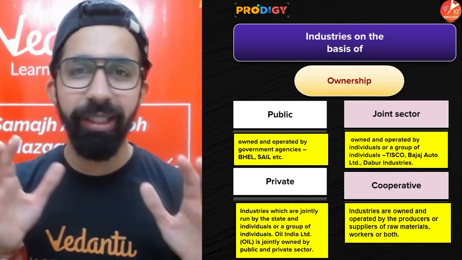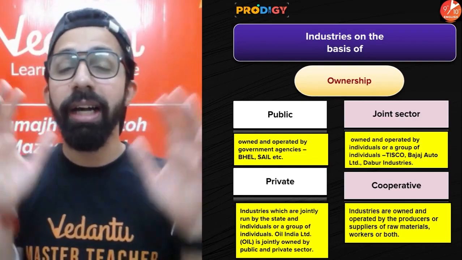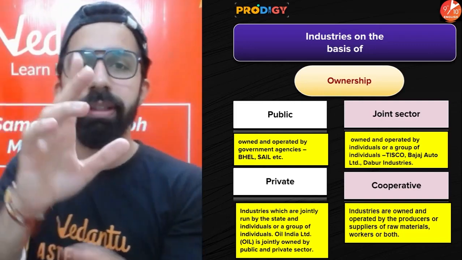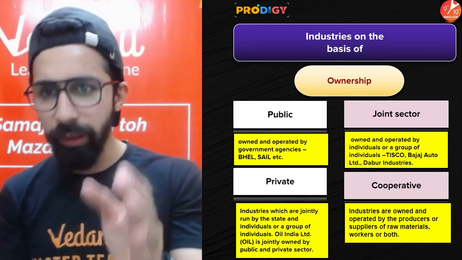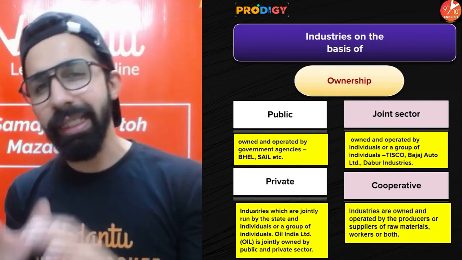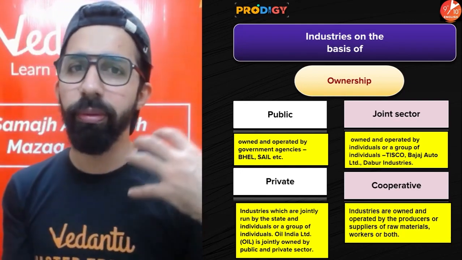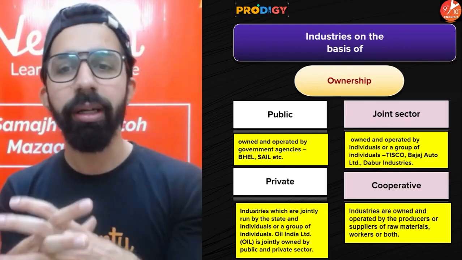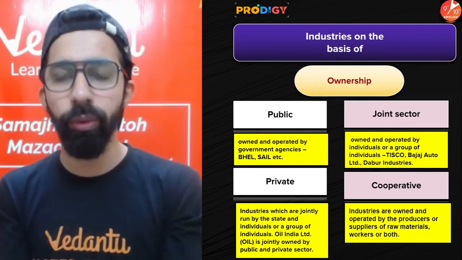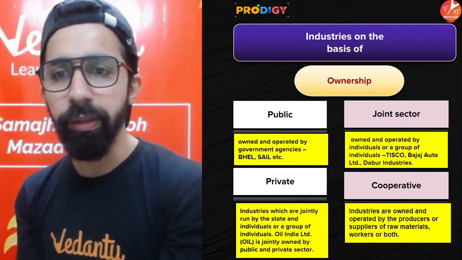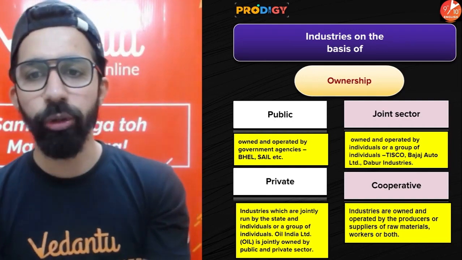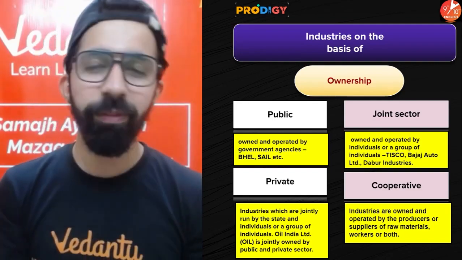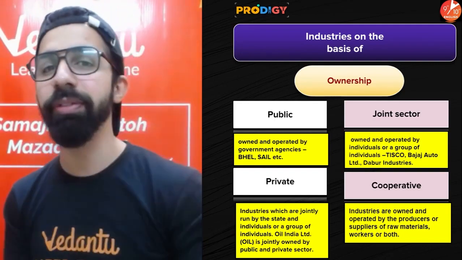Private sector or private industries are those industries which are under the control of a private individual, like Vedantu comes under private sector. Then we have joint sector. The industries which are under the control of government as well as private individual or group of individuals come under joint sector, like Tisco. Then Bajaj Auto Limited, and so on. And finally, we have cooperative sector. Now guys, what is cooperative sector? The example we have is Amul.